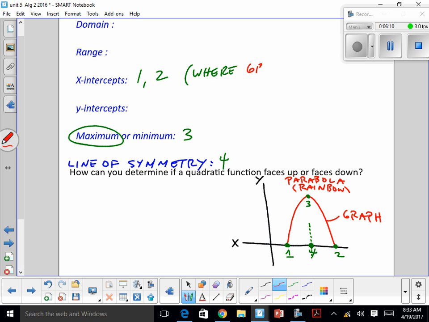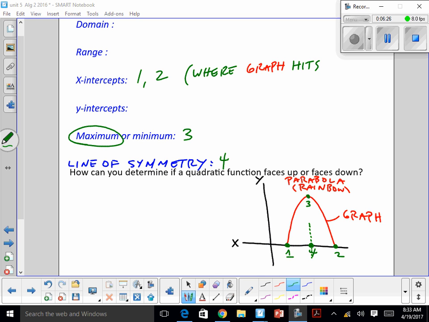Because this is unit 5 and unit 5 is supposed to be a review, that's why some of the words that you saw, and I think we did this in unit 1. Unit 1, where graph hits x-axis. That's the official name of the line. All right.